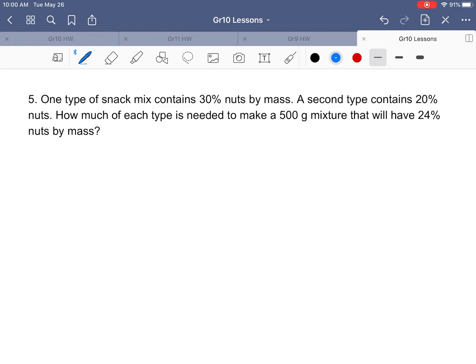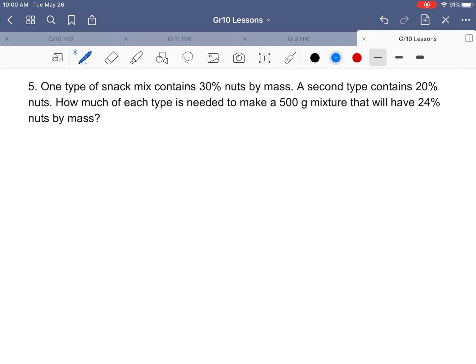So our next word problem, we have one type of snack mix that contains 30% nuts by mass and a second type of snack mix that contains 20% nuts. How many of each type is needed to make a 500-gram mixture that will have 24% nuts by mass? So we're going to start out like we did with the other question. We're going to write our let statements.